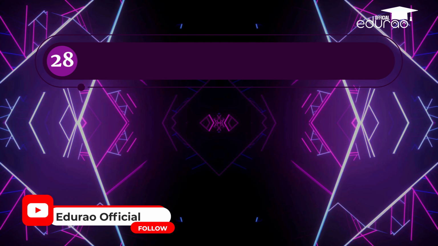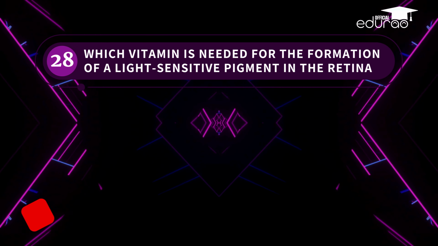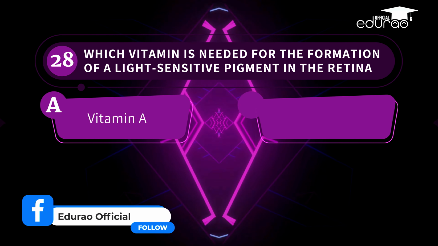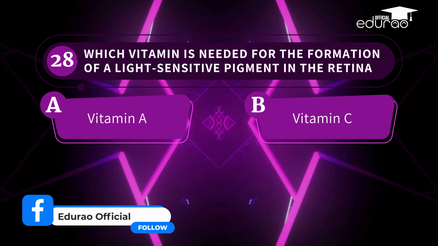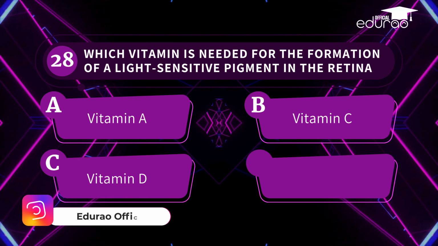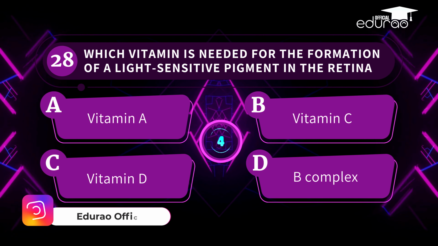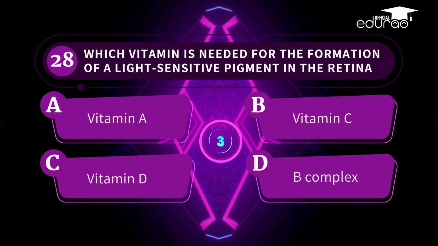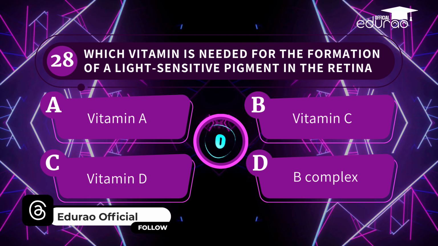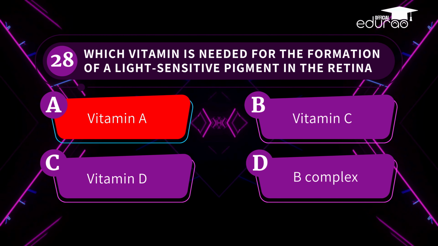Question 28. Which vitamin is needed for the formation of a light-sensitive pigment in the retina? A. Vitamin A. B. Vitamin C. C. Vitamin D. D. B complex. You've hit the right spot. The correct answer is vitamin A.